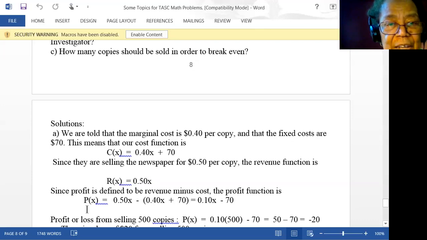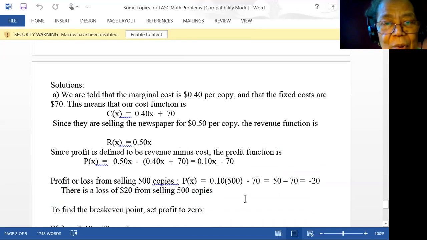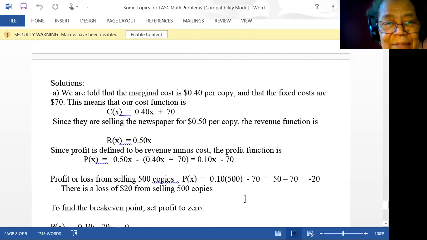Now, profit is revenue, which is 0.50x, minus the cost here, which is 0.40x plus 70. So we just substituted cost and revenue in this profit formula. Now, 0.50x minus 0.40x is 0.10x. So the profit is 0.10x minus 70.